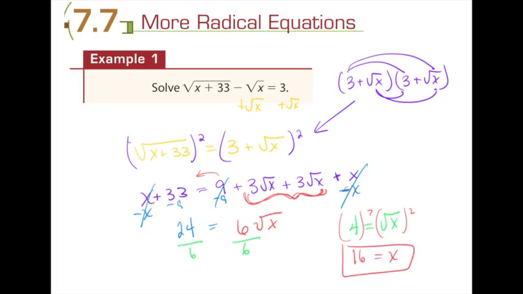Now, you do want to check it. You do want to plug it back in and say, does this work? So if I check it up here, then I would get the square root of 16 plus 33 minus the square root of 16 equals 3. 16 plus 33 is 49, so that is 7 minus 4 equals 3. Yep, that's the solution. All right, so separate your radicals if they are not like. If they're alike, then you do want to get them on the same side and you want to combine them, right? But if they're not alike, you want to separate them and square to get them out. And sometimes, just like this, you're going to have to square twice to get rid of the radical.